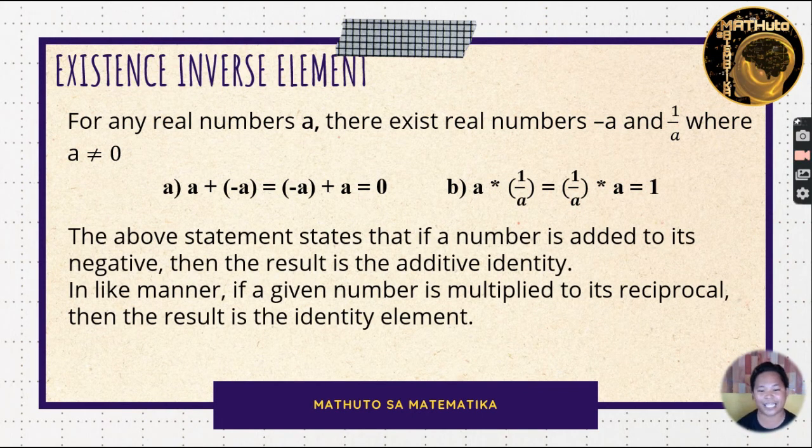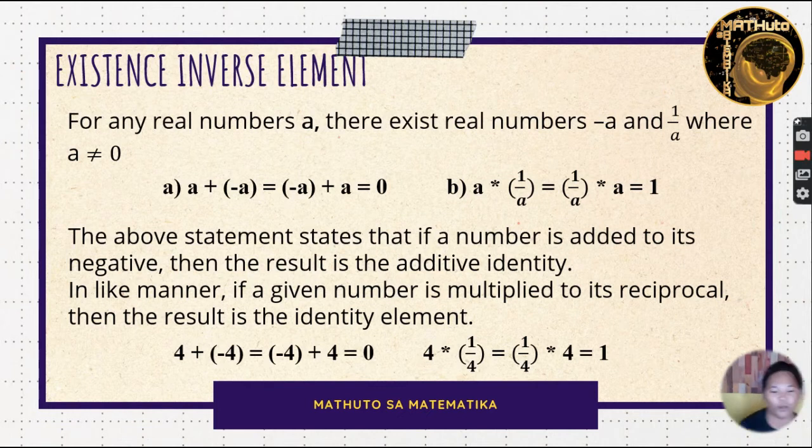So the above statement states that if a number is added to its negative, the result is the additive identity. In like manner, if a given number is multiplied by its reciprocal, then the result is the identity element, which is 1. In this example, 4 plus negative 4 is equal to negative 4 plus 4. The sum is 0. For multiplication, we have 4 times 1/4 is equal to 1/4 times 4 is equal to 1. So, that is our additive inverse, and we also have the multiplicative inverse.